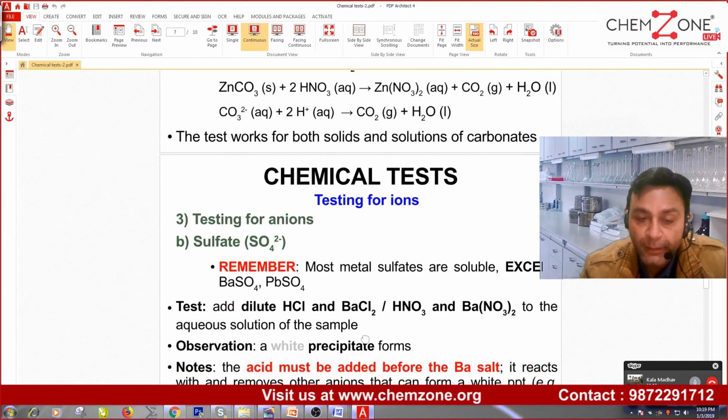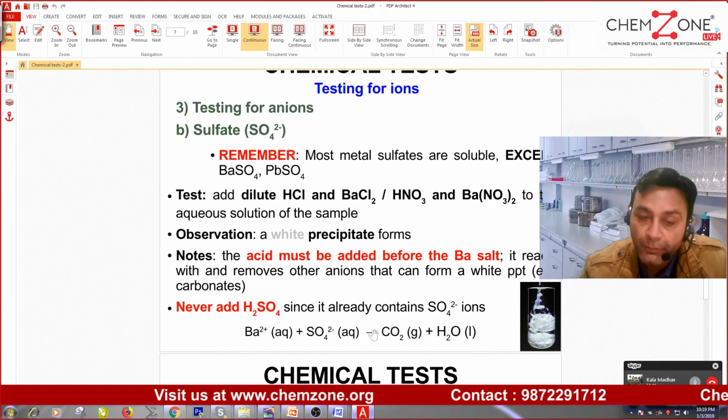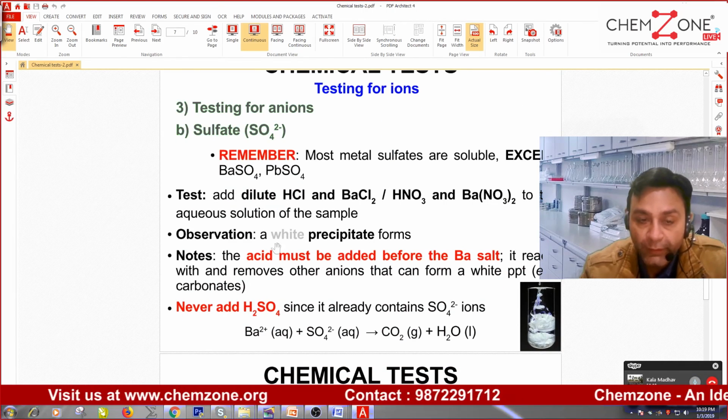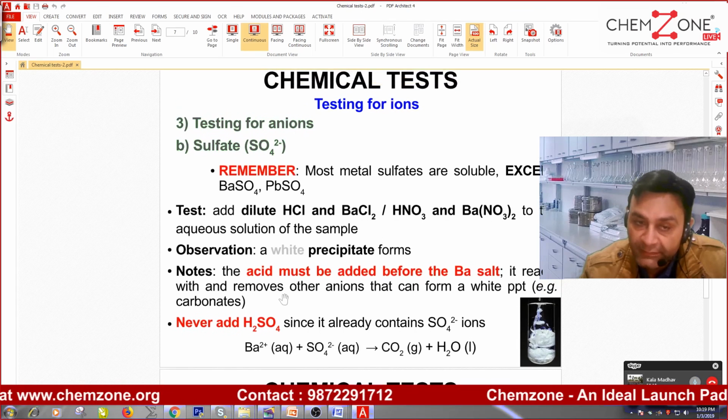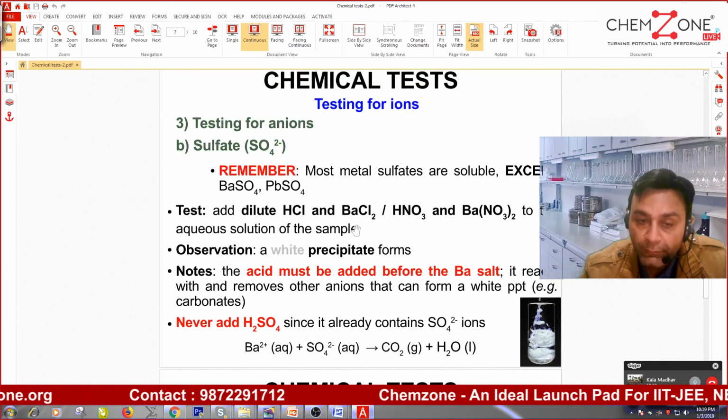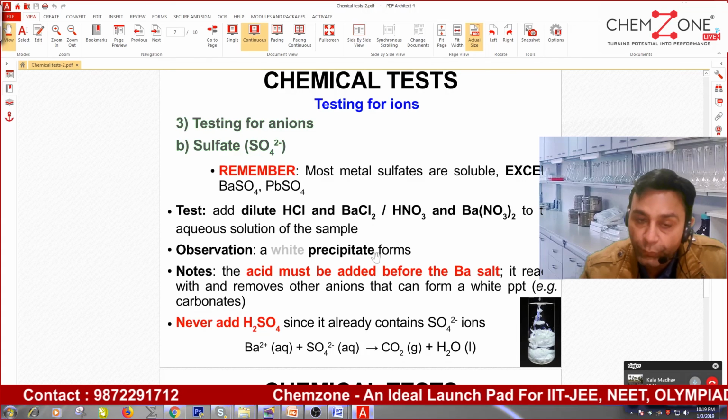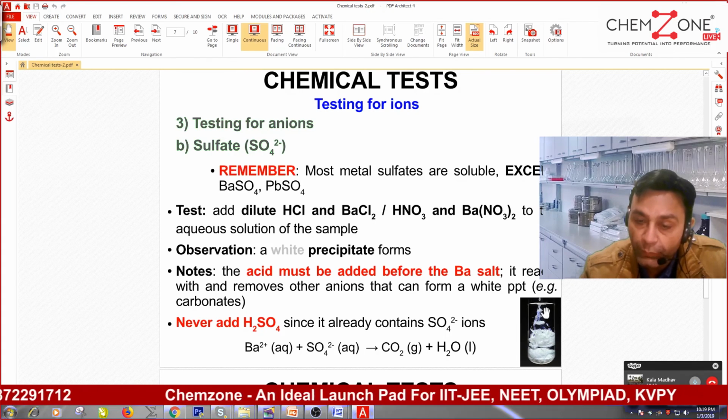Sulfate can be detected by a precipitation reaction. Suppose we add sulfuric acid here. Simple. We get a white PPT, BaSO4 or PbSO4, a white color PPT.